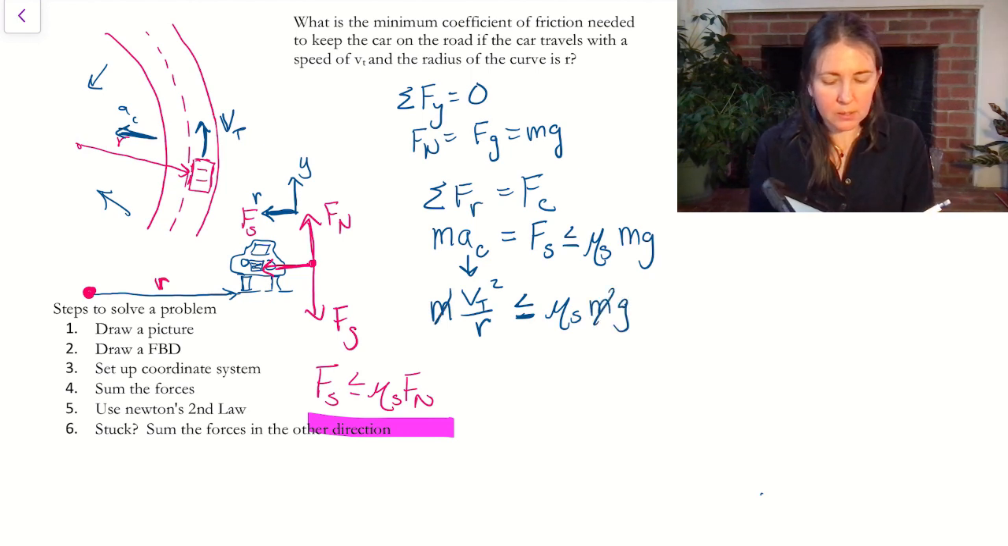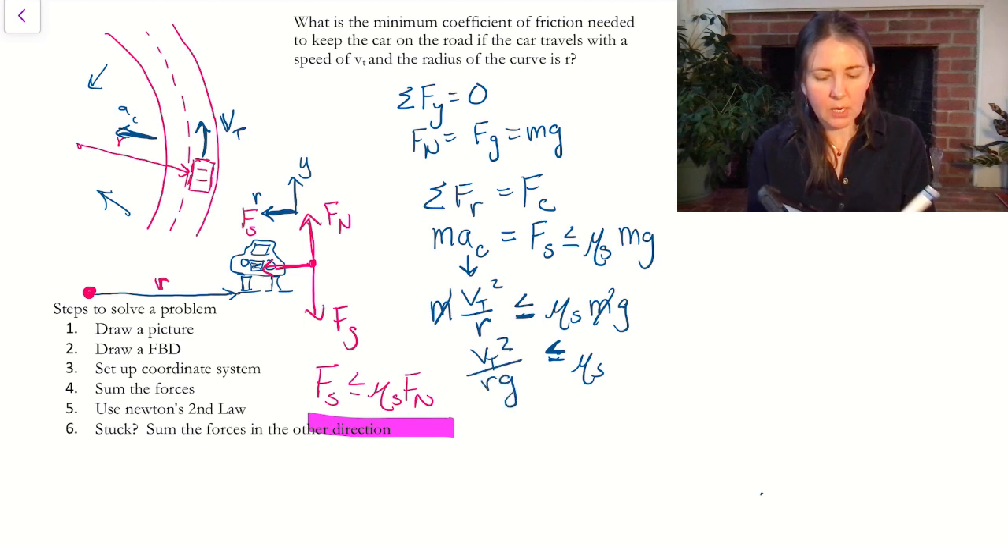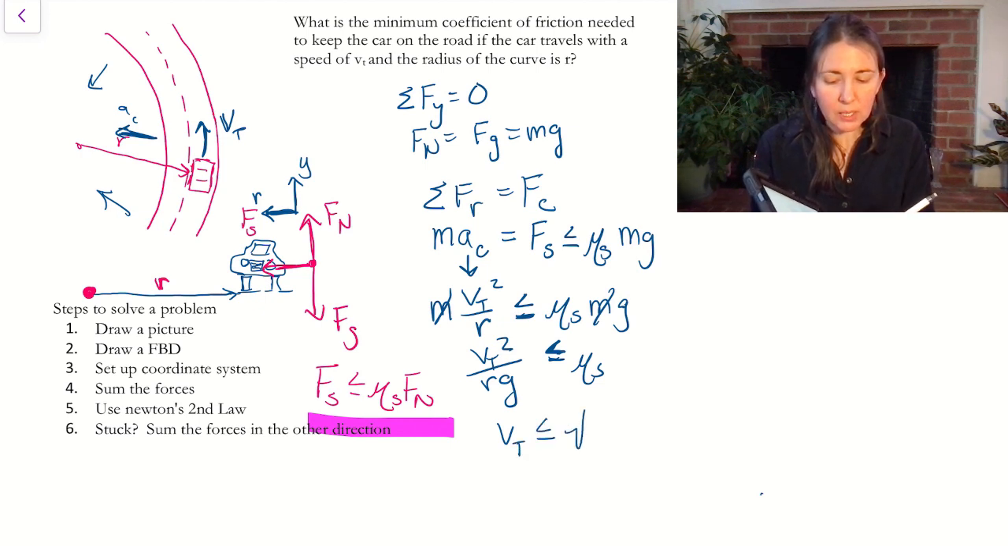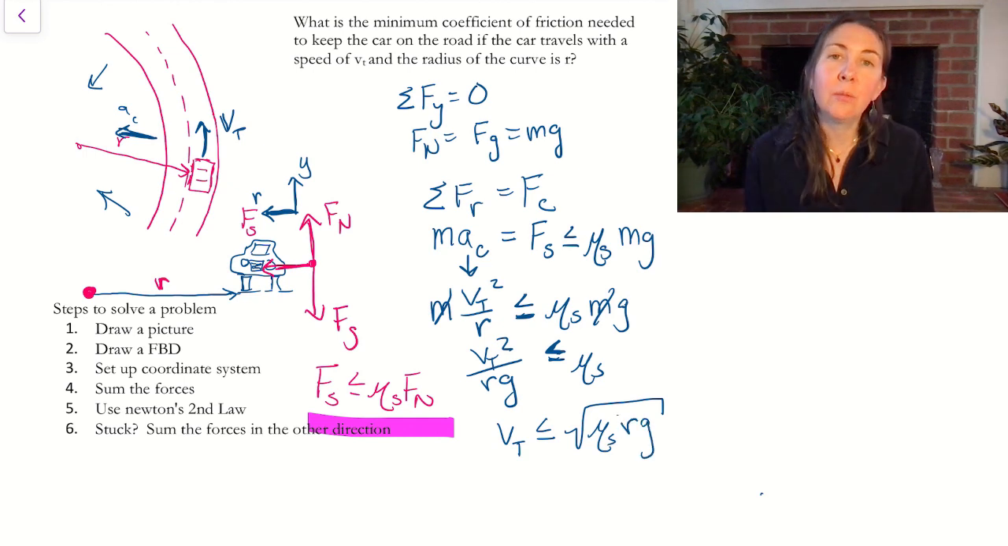We can cancel our masses, and that gives us that the coefficient of static friction is going to be greater than or equal to Vt squared over r times the gravitational field strength. Now, another way that we could ask this question is, what is the speed that we could go given some coefficient of friction? Just solve this for the tangential velocity, and you see that the tangential velocity could be less than or equal to the square root of mu sub s times r times g.